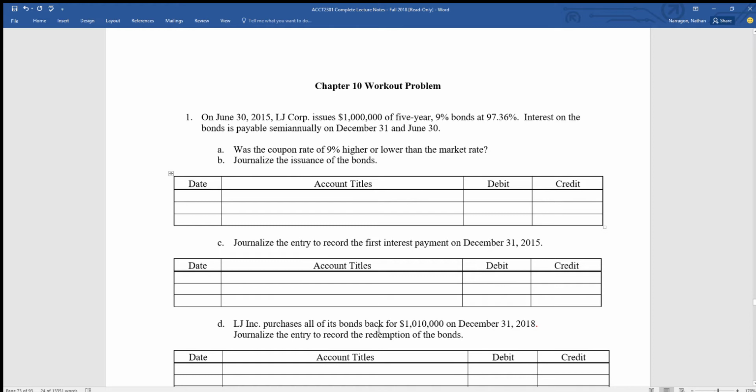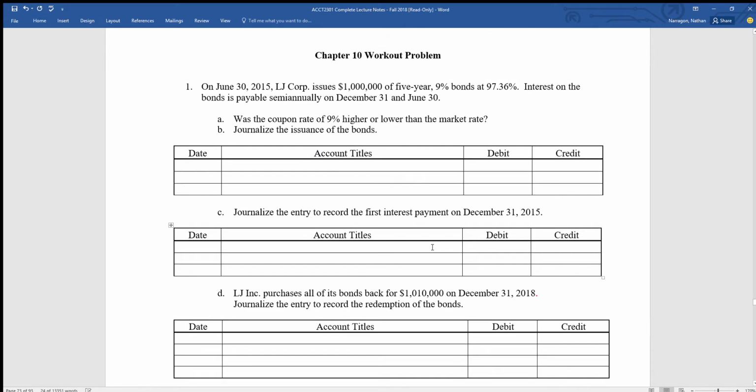So with Chapter 10, we come out now with a little bit of workout problems. And again, this is just going with how do we journalize payments and the purchase back. Starting off on June 30th, 2015, LJ Corp issues $1 million of 5-year 9% bonds at 97.3%. Okay, so this right here automatically tells me it's a discount. It's below 100%. Interest on the bond is payable semi-annually on December 31st and June 30th. First question is always going to ask, was the coupon rate of 9% higher or lower than the market rate? It is going to be lower. Again, this is below 100%. It's a discount. It's lower.